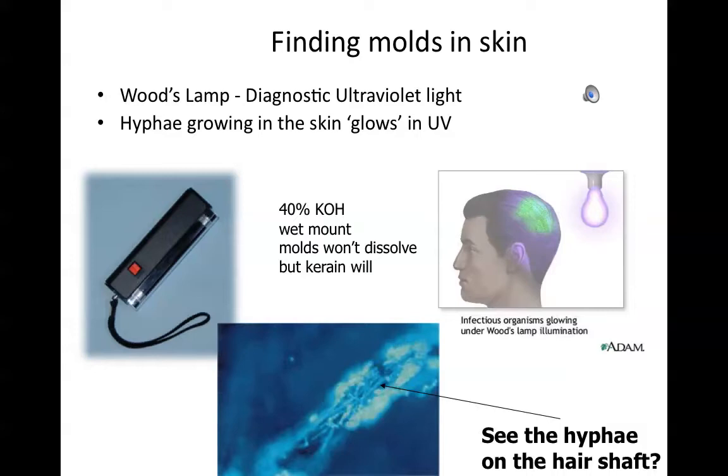The 40% potassium hydroxide will dissolve the keratin in the nails, skin, or hair, but will not affect any of the fungal elements. So if there are any conidia, if there are any hyphae, we're going to be able to see it on the KOH prep. That too will help us determine what's causing the different kinds of symptoms in our patients.